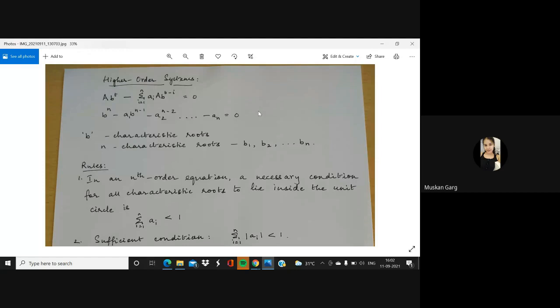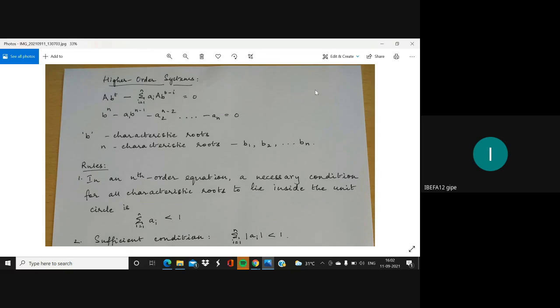Basically b is equal to minus a, right? So b is equal to minus a is only for a first order difference equation. It won't be a general rule. That's what I'm trying to tell you, that for higher order systems, it's different.